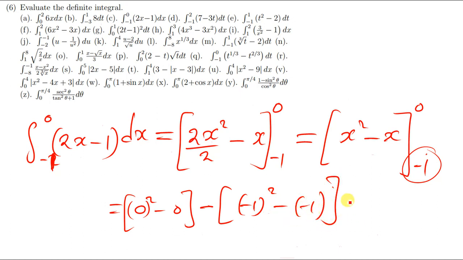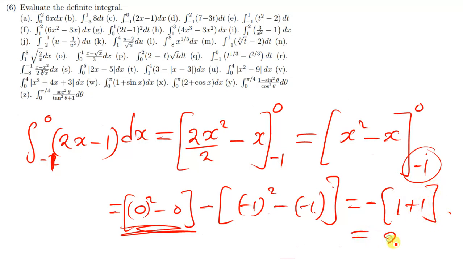When you simplify the expression, this whole part will give you a 0, so we just remain with the negative. Then inside there, we're going to have negative 1 squared, which gives us a positive 1. The negative times negative gives us positive 1 as well. So 1 plus 1 is 2. So we have negative 2 as the answer. The negative is coming from here.